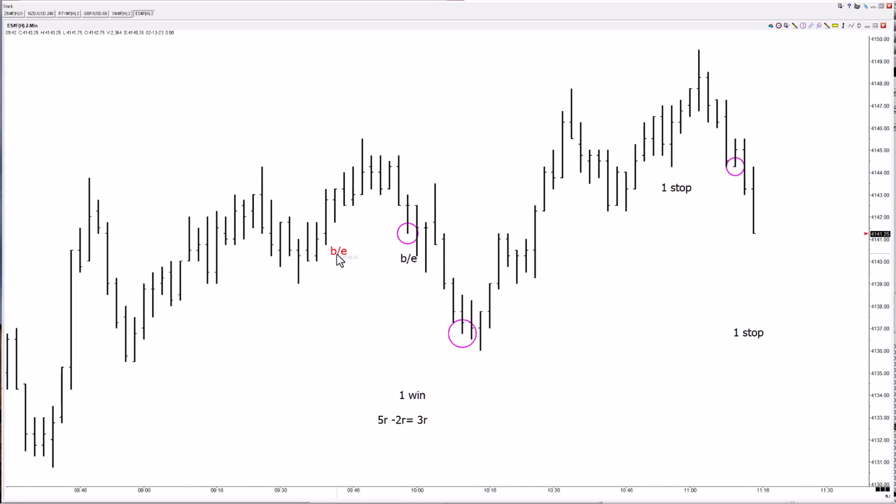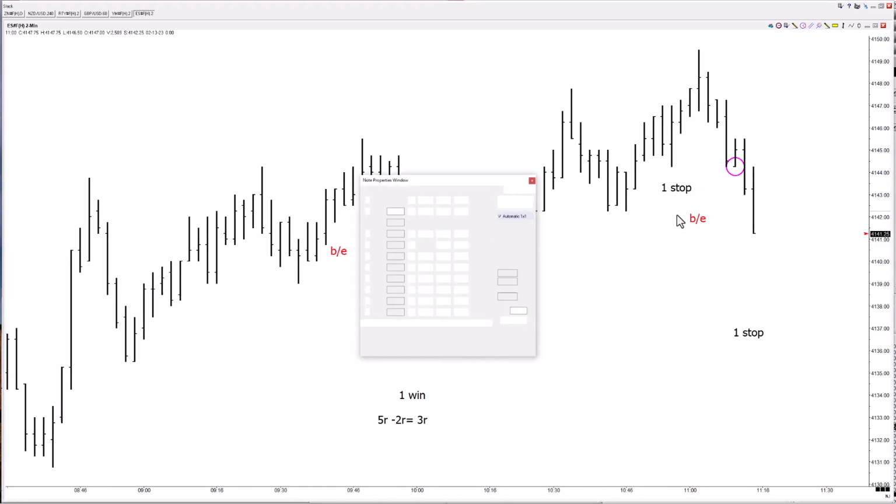Nope, I get another stop. Oh, I should have known it. It didn't work that time. Why should it work this time, right? So now I've got to stop.